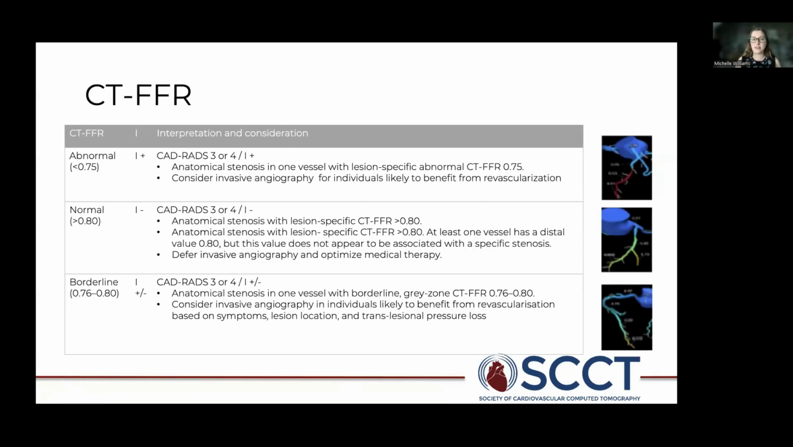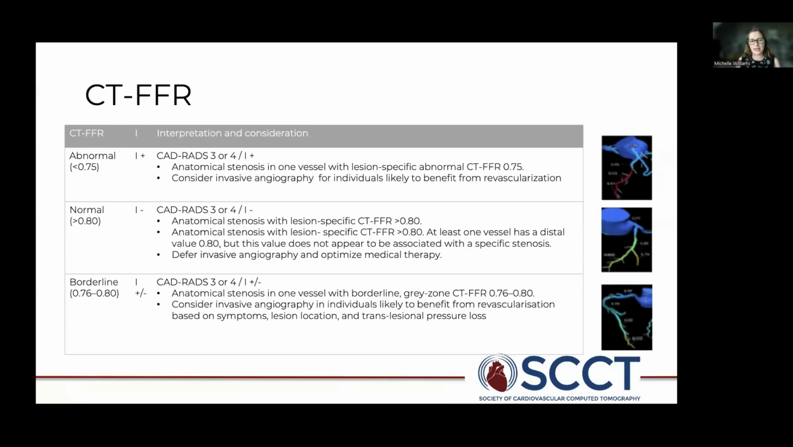And for each of these, there's different considerations in terms of what the interpretation is and what the suggestions for next steps are. So for a patient who's I+, CAD-RADS 3 or 4, the interpretation is that you have an anatomical stenosis in one vessel with lesion-specific abnormal CT-FFR of 0.75. So we offer the suggestion to consider invasive coronary angiography if they're likely to benefit from revascularization.